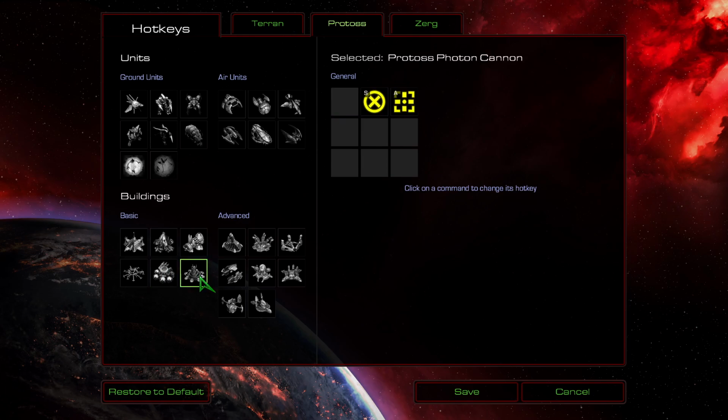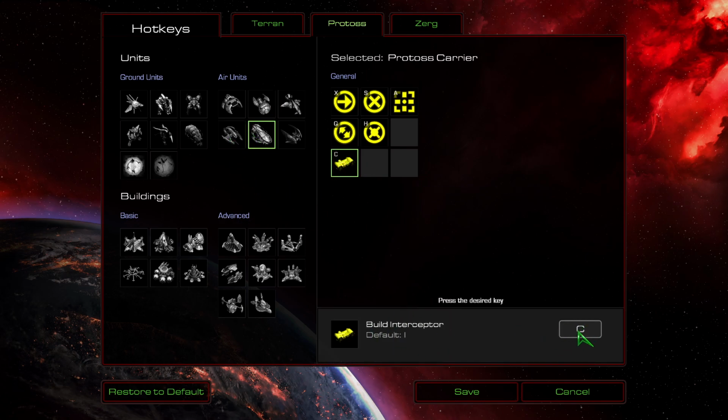That's default. Once again, unload is D. Carrier. Interceptor, I put it at C.